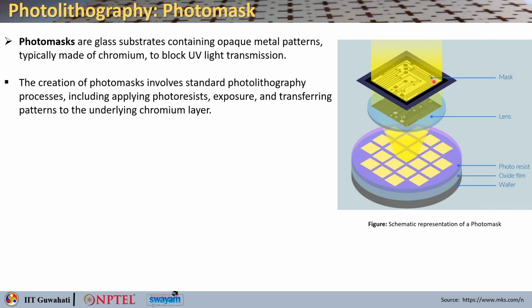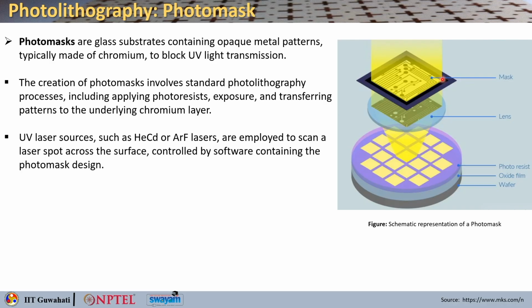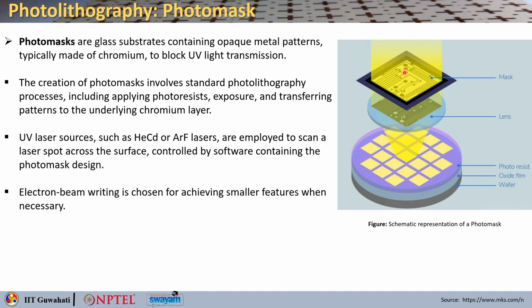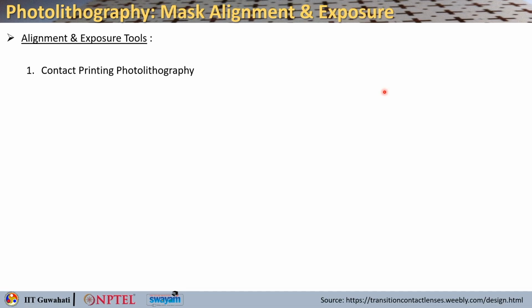Now, the creation of the photomask basically involves a standard photolithography process, where you again need to apply photoresist, expose, and then transfer the pattern to the underlying chromium layer. And then you use UV light sources such as helium cadmium or argon fluoride lasers to scan a laser spot across the surface, which is controlled by software containing the photomask design. And then electron beam lithography can be chosen if there are small features. Okay. So, once that is done, you can think of the mask alignment and the exposure.